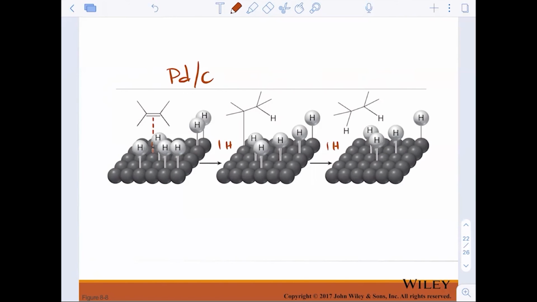And so we can think of this still as syn addition, adding those two hydrogens at the same time on the same side. Palladium on carbon or platinum or nickel are all really, really good catalysts to make this reaction happen. So you can see any of those under the reaction arrow or over the reaction arrow as the catalyst, and it would produce the same exact product.